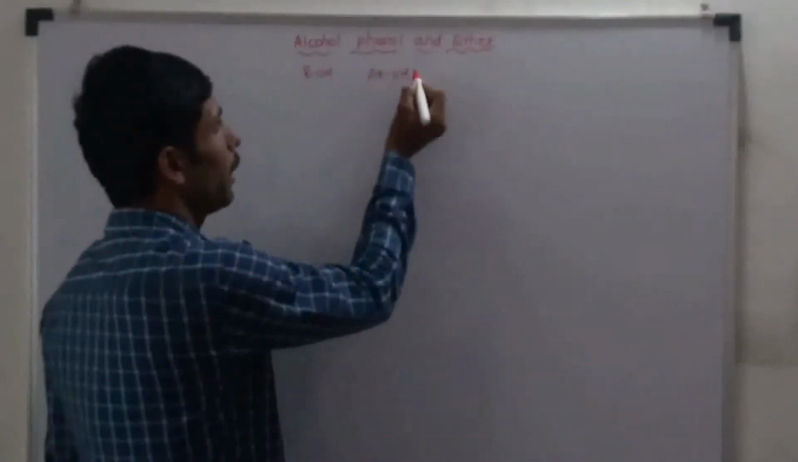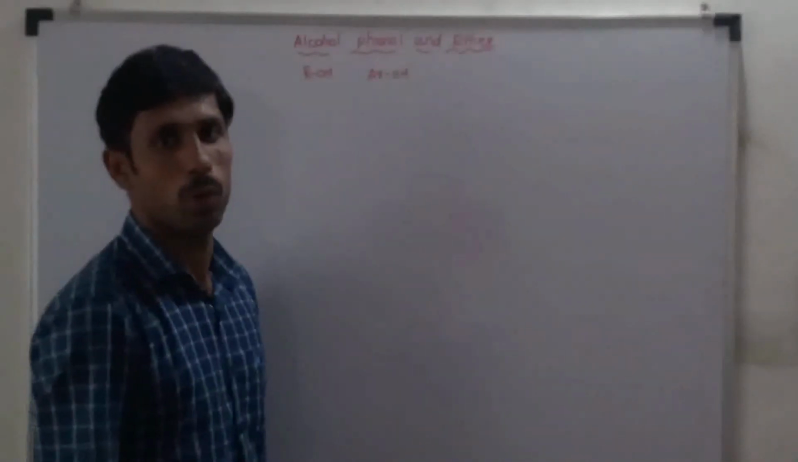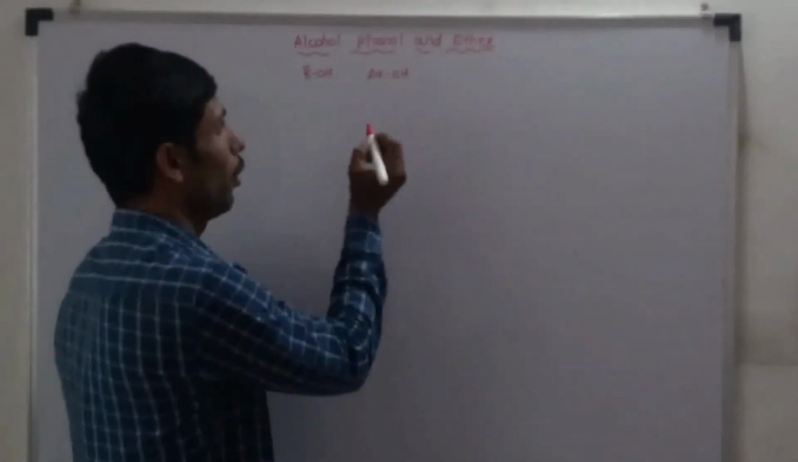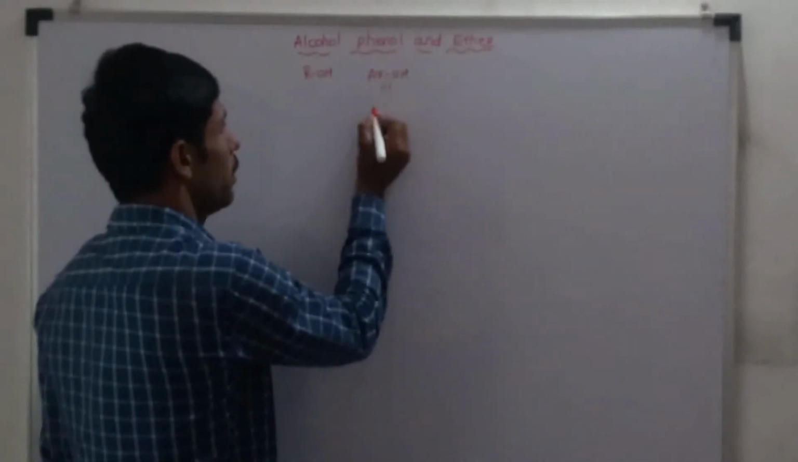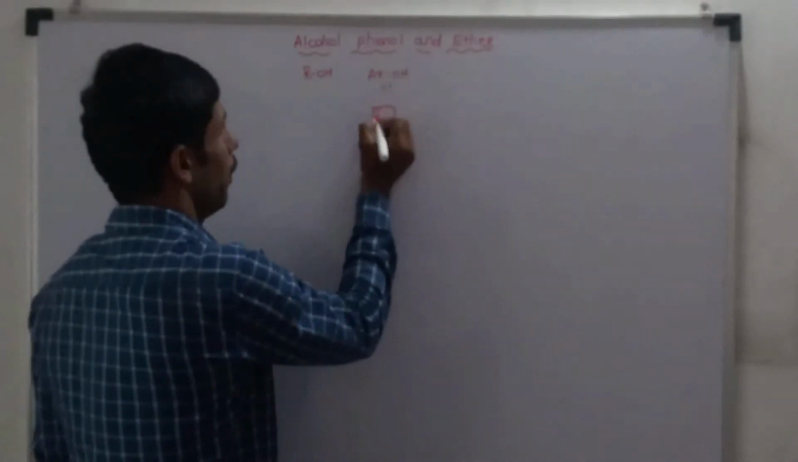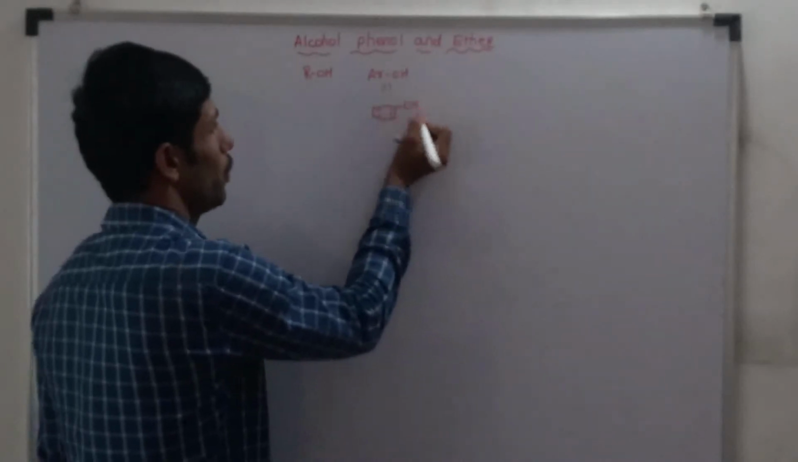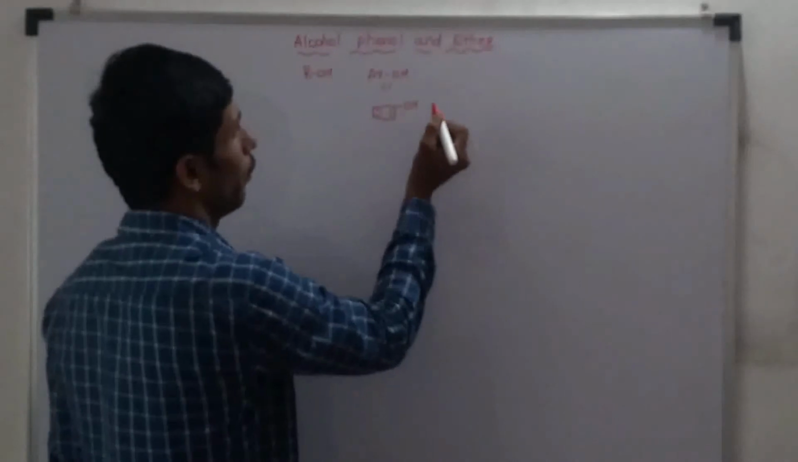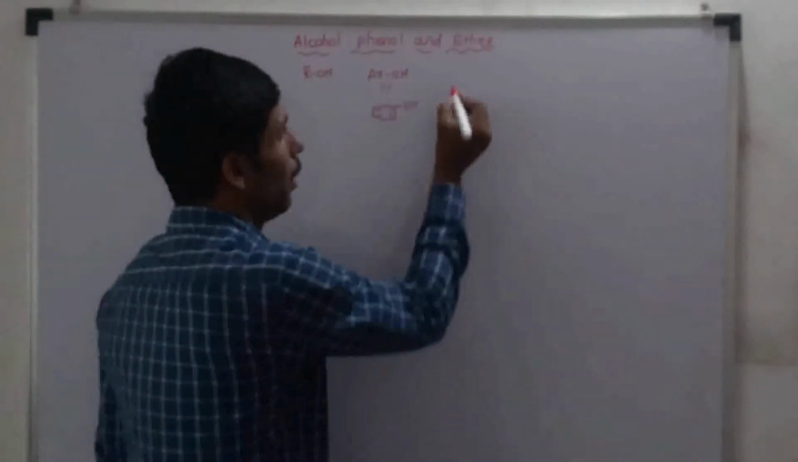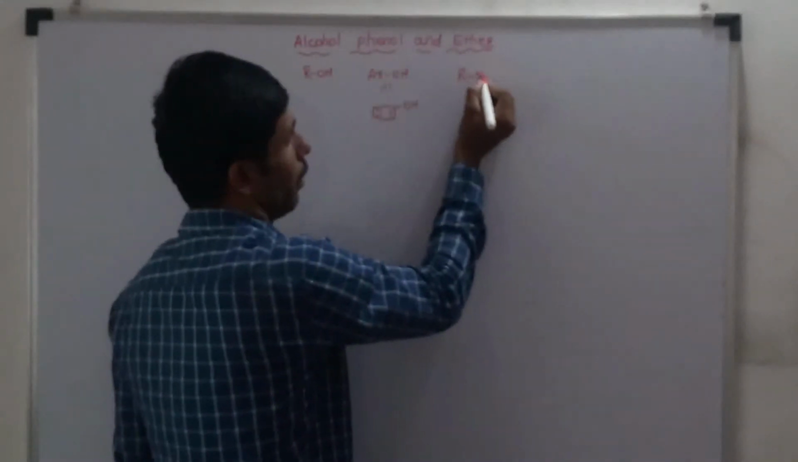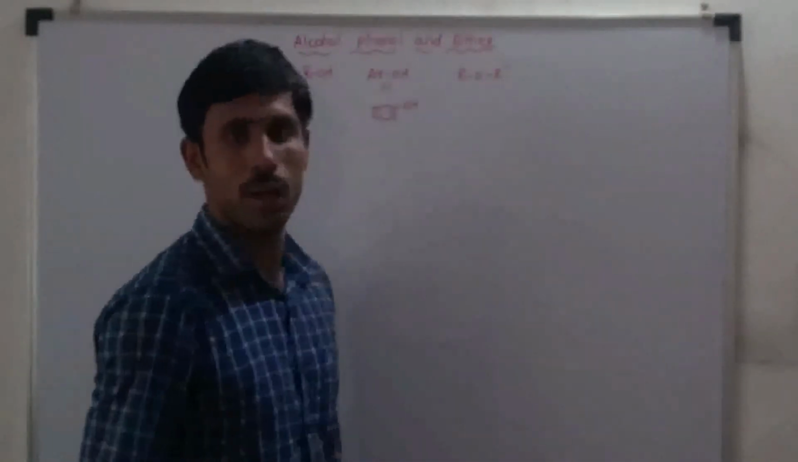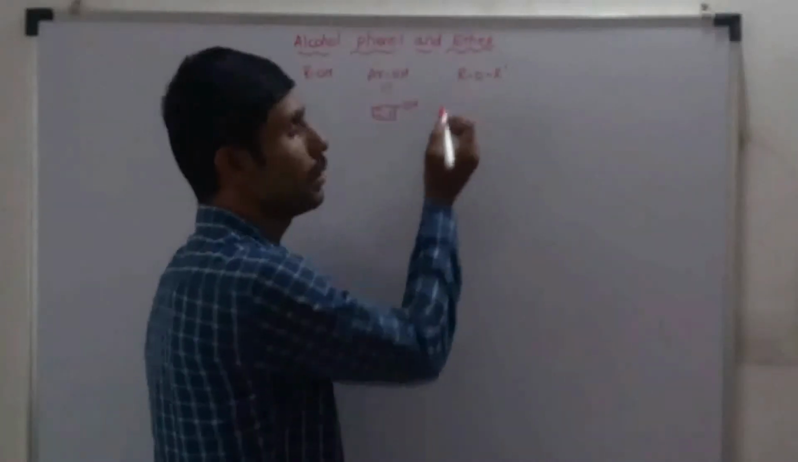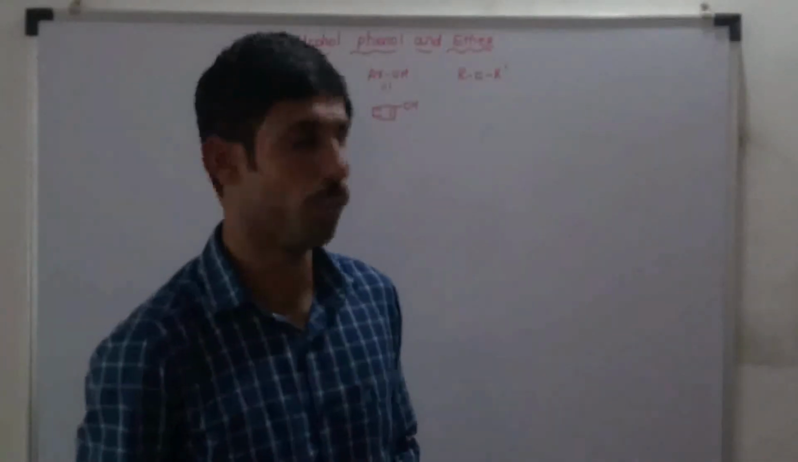An OH group directly attached to an aromatic compound is known as phenol, and its structure is written as aromatic OH. Third is the ether. What is the functional group of ether? ROR, where R means an alkyl or aryl group.